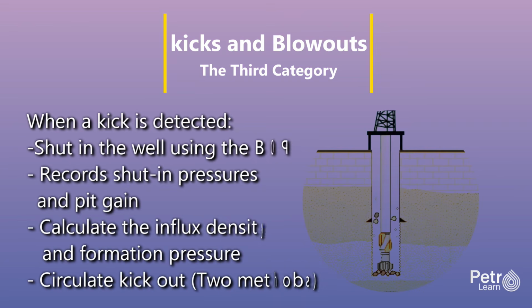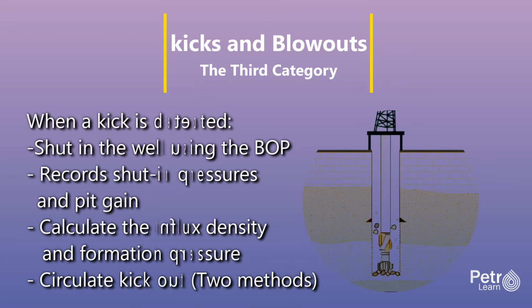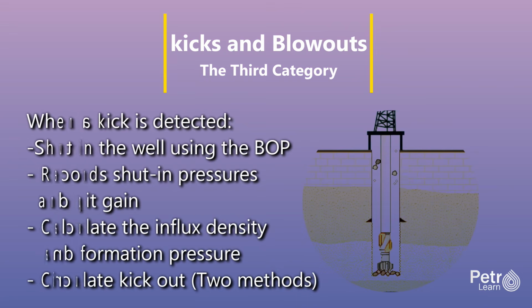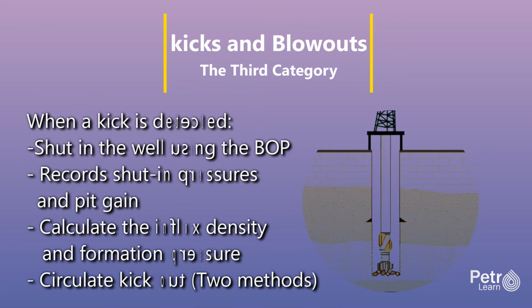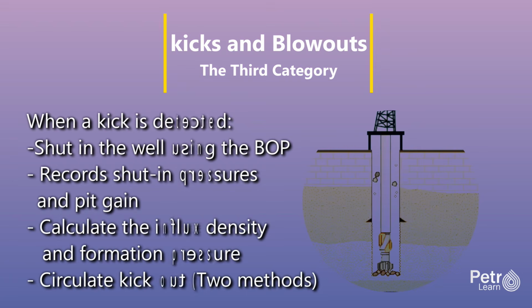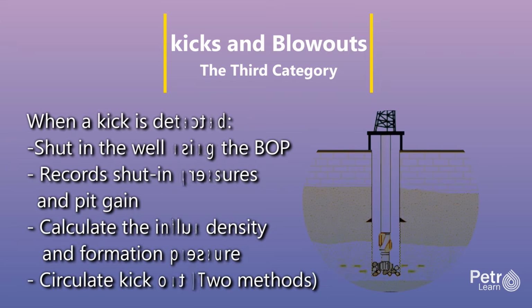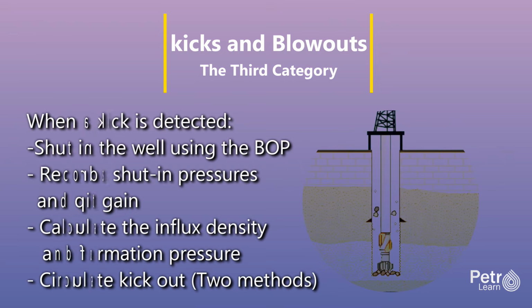In the second circulation, kill mud with increased density is circulated to increase hydrostatic pressure above formation pressure. An alternative is the wait and wait method, which requires only one circulation. While waiting for kill mud to be prepared, the well remains shut in with pressures monitored to detect any leaks or continuing influx. Once kill mud is ready, it is circulated through the well with the choke adjusted to gradually reduce surface pressures to zero as the heavier mud fills the wellbore.